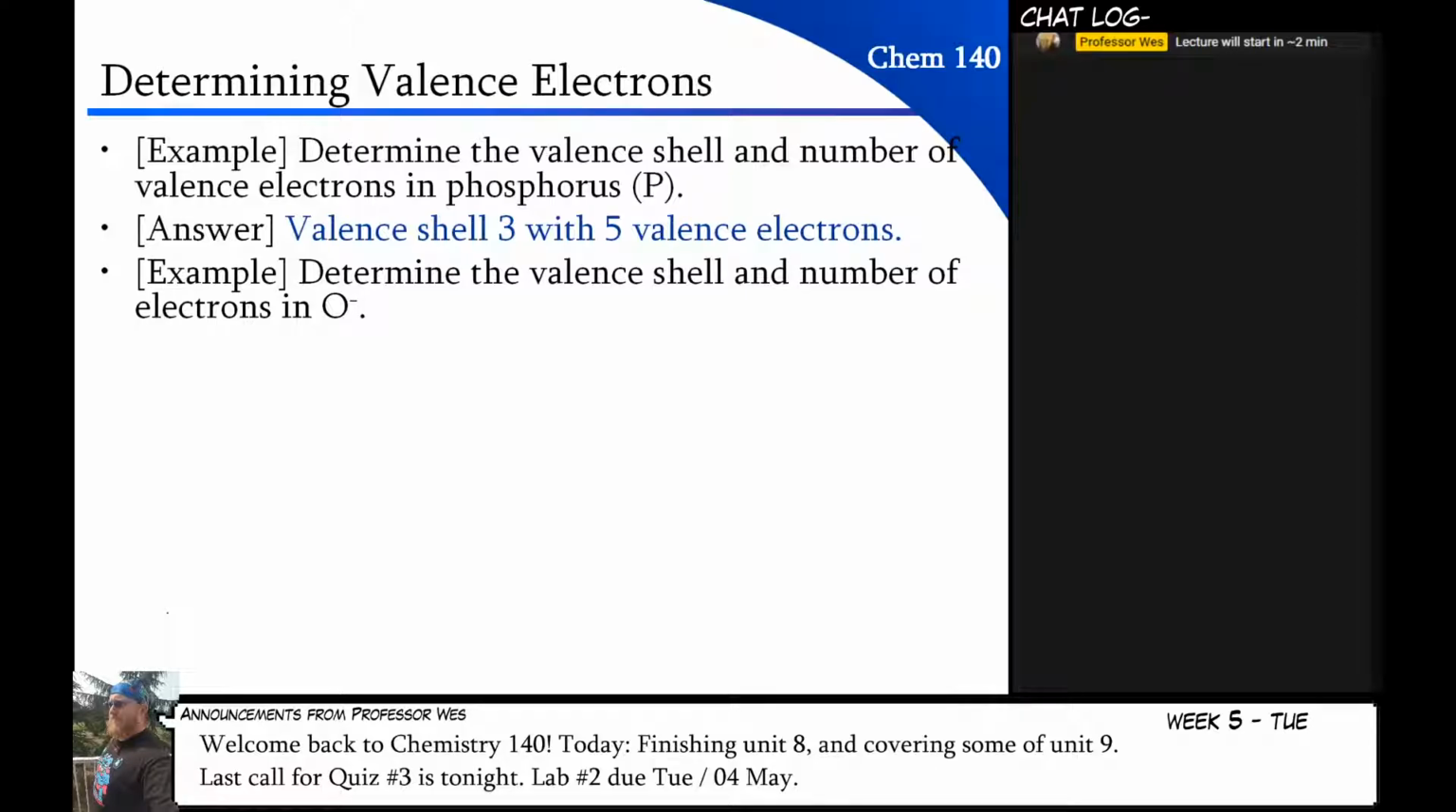What happens if you have an ion? What if I change the number of electrons here? Well, let's look at oxygen by itself, first of all. So it's in group 16. So that would be 6 valence electrons. But then if I gave it a negative charge, I have to add that in here. And so now it would have an additional electron. What valence shell is it in? Well, it's still in period 2, so it would be valence shell 2.